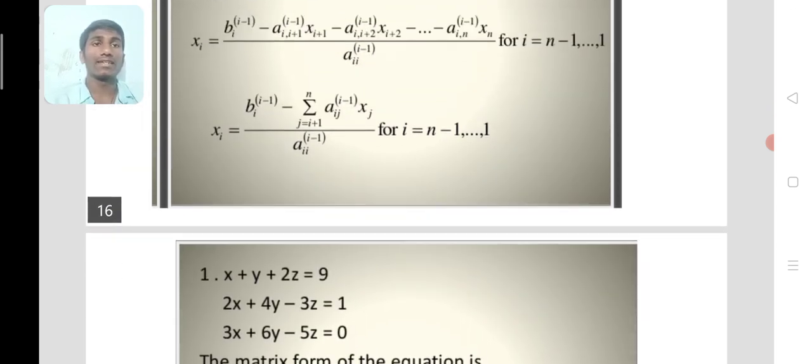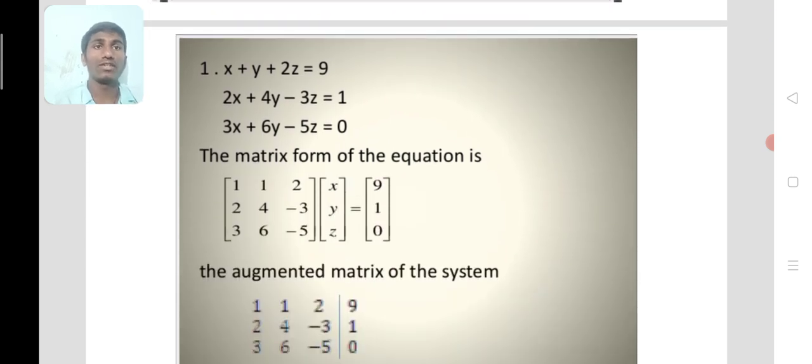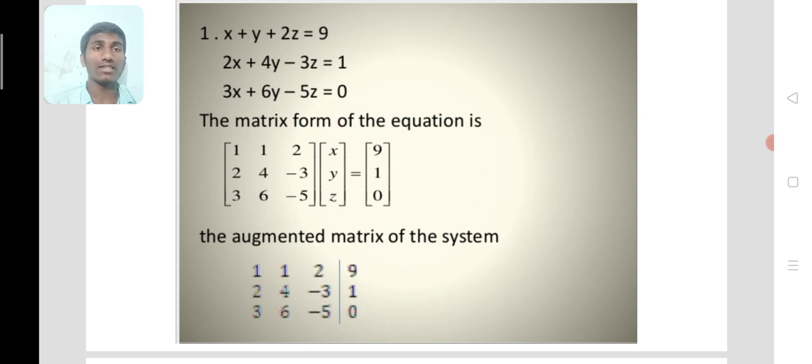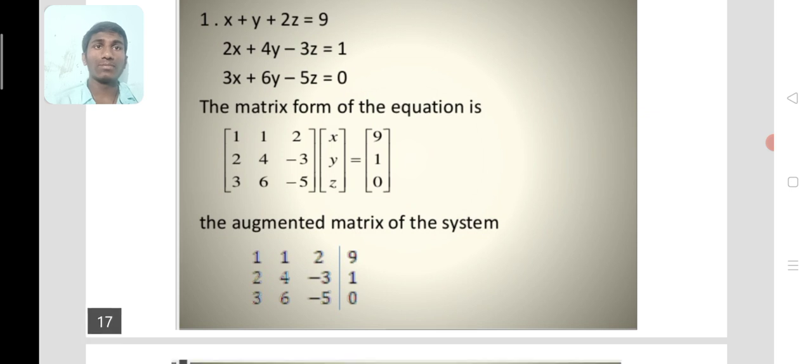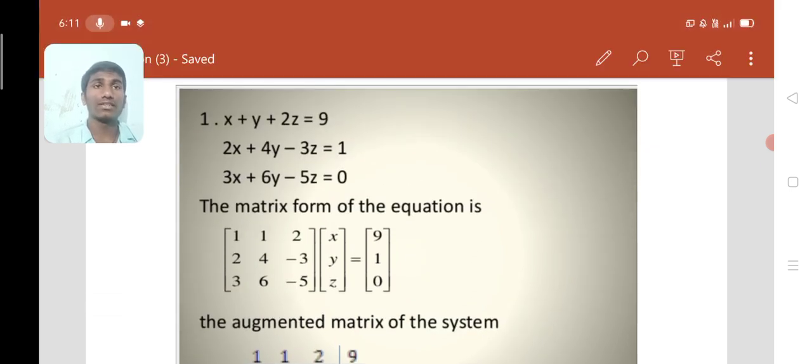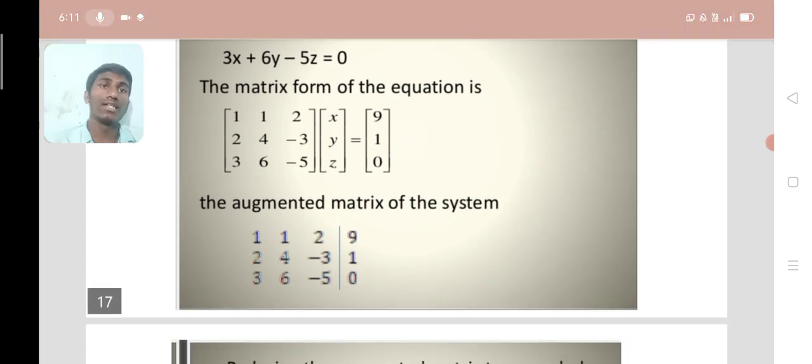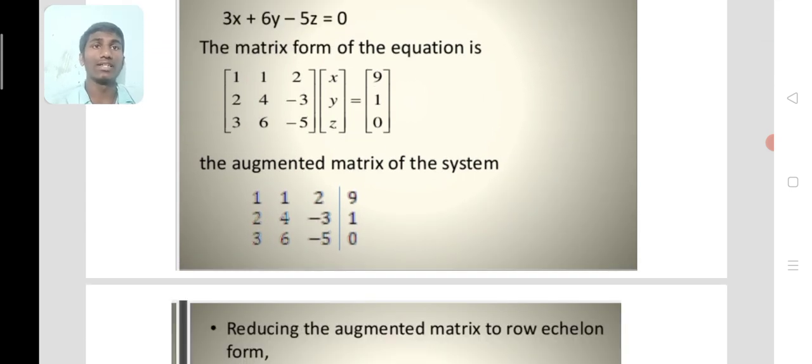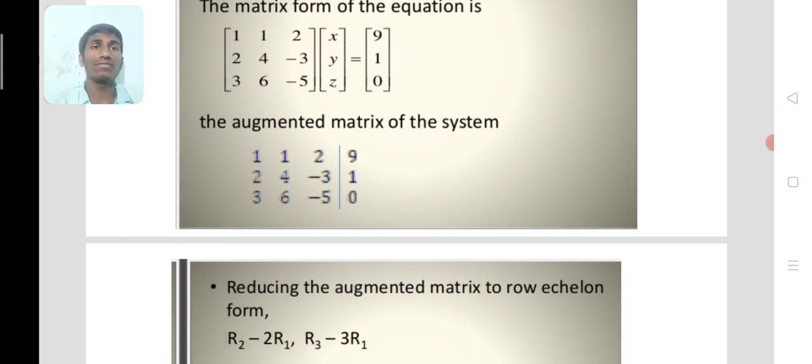So let us take an example to solve using the Gaussian elimination method. Let us take three linear equations: x plus y plus 2z equal to 9, 2x plus 4y minus 3z equal to 1, 3x plus 6y minus 5z equal to 0, which consists of three unknown values. Let us write it in the form of an augmented matrix. We get 1 1 2, 2 4 minus 3, 3 6 minus 5, where x y z is the variable matrix and 9 1 0 is the constant matrix, in the form Ax equal to B.